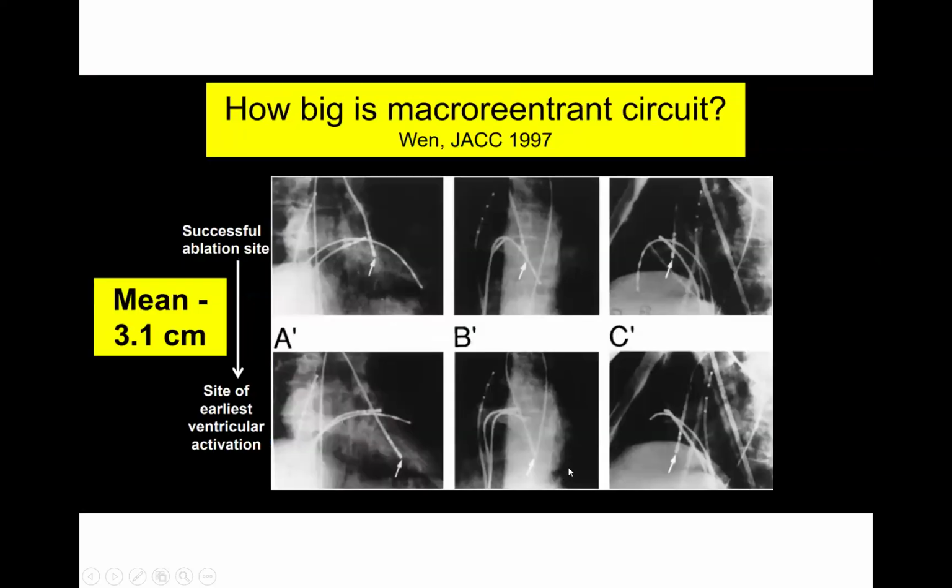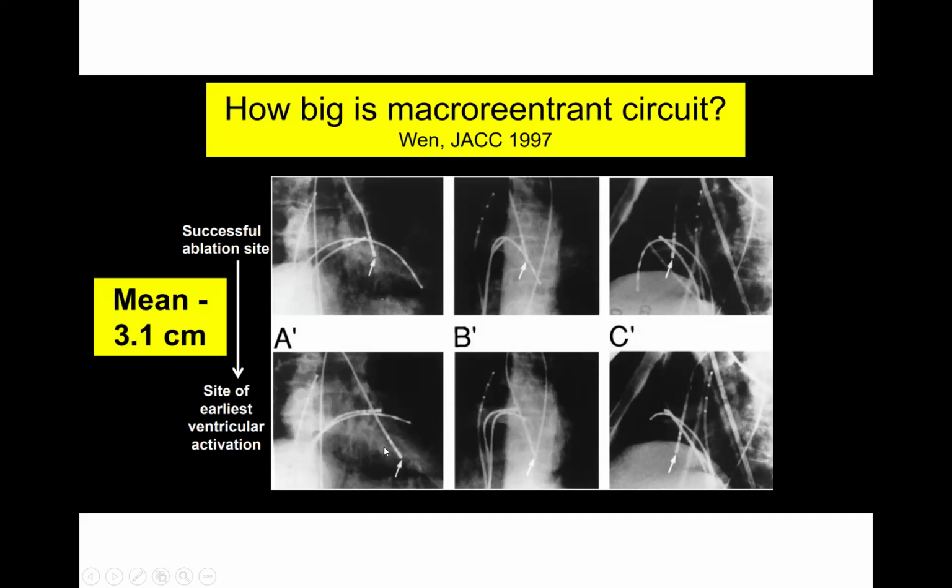So the doctors have had the challenge themselves of how big the VT circuit is. And here Dr. Wen found a mean of around 3.1 centimeters for the macroreentrant circuit. Here is our successful ablation site, and here is our earliest ventricular site. So this is like an exit site, and this is our successful ablation site. Between them is more than 3 centimeters. So our VT reentry circuit is very big.